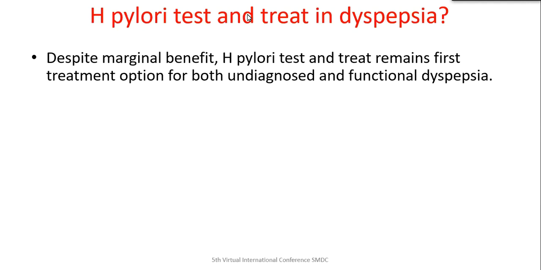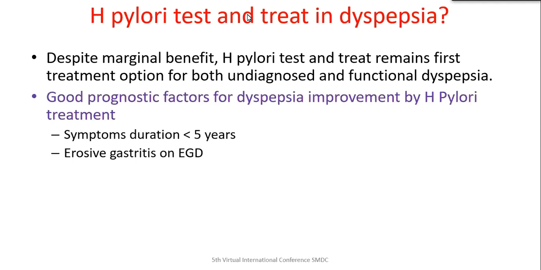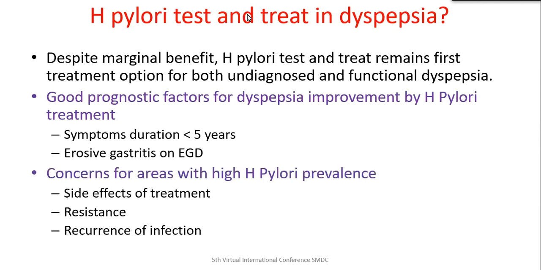So H. pylori test and treat will remain a first treatment option for undiagnosed and even for functional dyspepsia. And probably good prognostic factors identified in a few studies are symptom duration less than 5 years. If you find erosive gastritis on endoscopy, there are more chances of benefiting from H. pylori treatment. But obviously, in areas of high H. pylori prevalence like our area, the concerns will be side effects of the treatment and recurrence of infection as long as the hygienic conditions remain the same in that particular area.